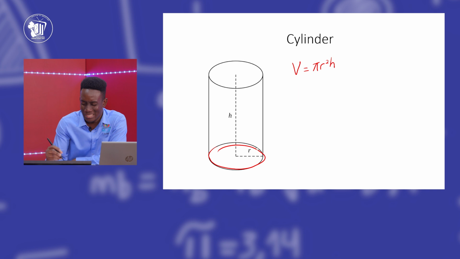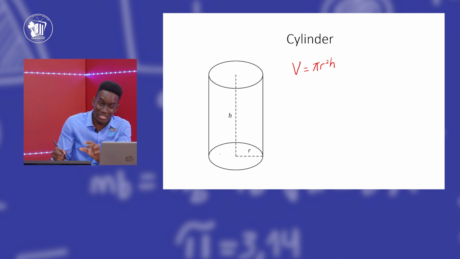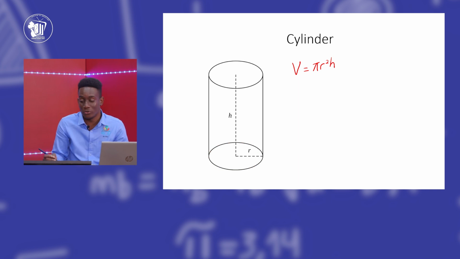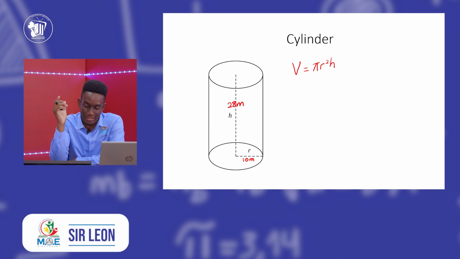And that is the thing about these shapes in which the cross section is the same throughout. All you need to do is find the volume of the base and multiply it by the height, and that will give you the volume. So let's say for this shape, the radius is 10 meters and the height is 28 meters, and we are asked to calculate the volume of the cylinder.